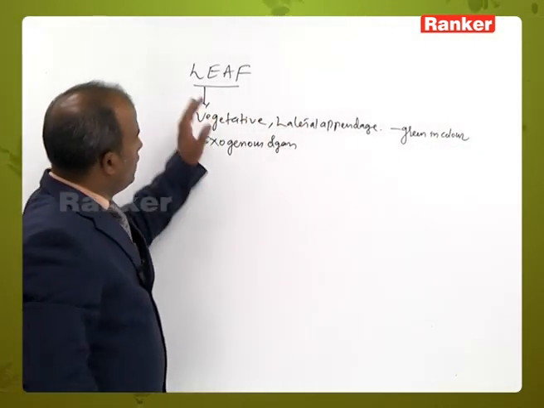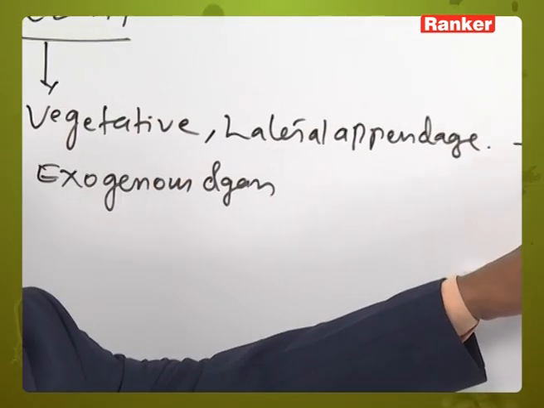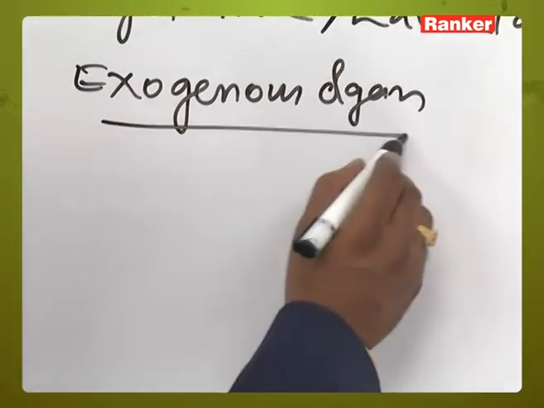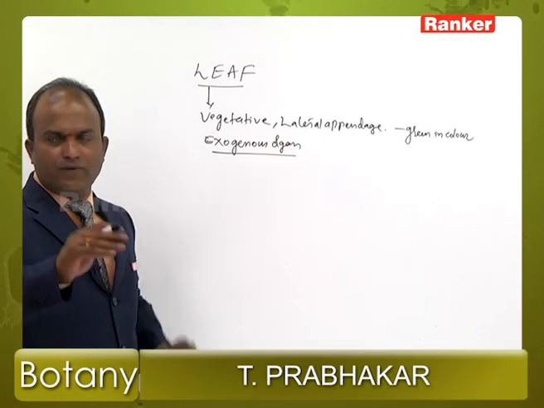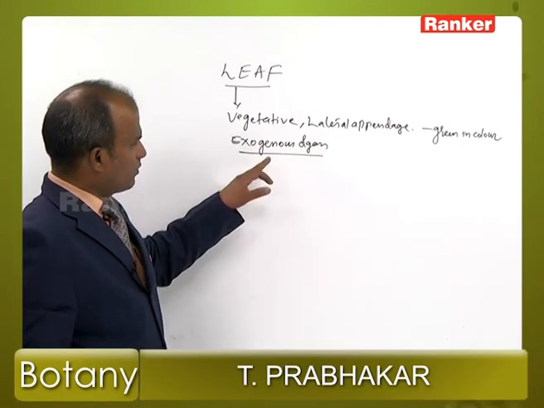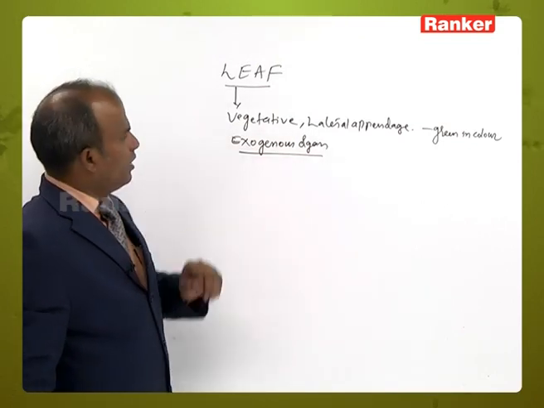That means leaf is one of the vegetative lateral appendages present in green in color, which develops in an exogenous manner. They are not developing from the internal part of the stem, they are developing from the outer region of the stem. That's why it is called an exogenous organ.